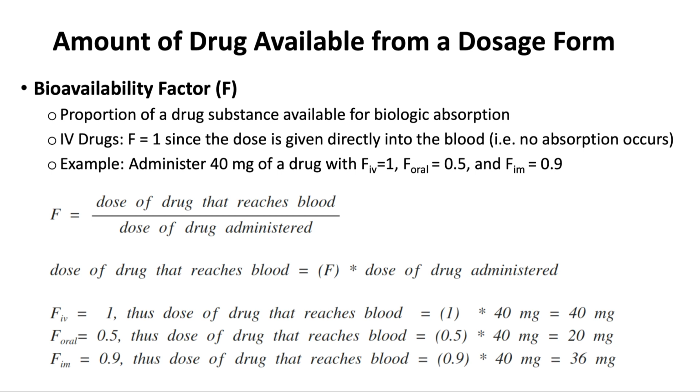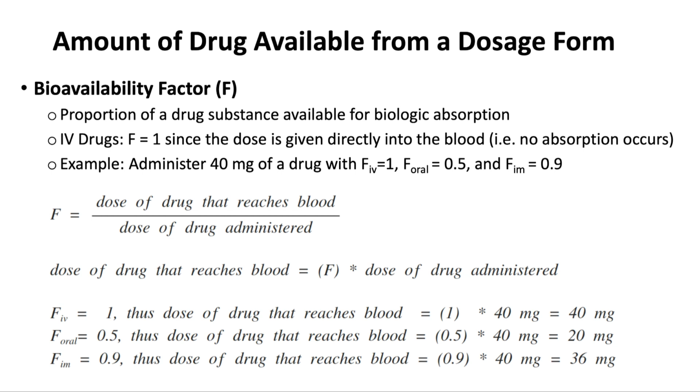And what makes it 0.5? We don't know. But maybe the tablet doesn't completely dissociate. Maybe the drug is not particularly water soluble. Or maybe it's a rather polar molecule and therefore doesn't get absorbed across tissues very well. Whatever the reasons, when we administer it orally, it turns out we lose 50%, meaning we have an F factor of 0.5 for an oral administration of this drug.